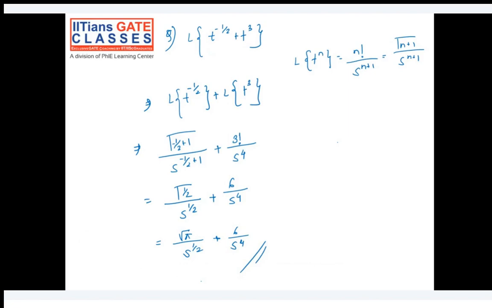Let me give you another question. Can you calculate the Laplace transform of sine of 3t into cos of 4t? Solve this question and post your answer in the group.